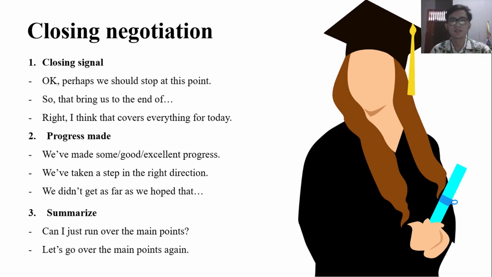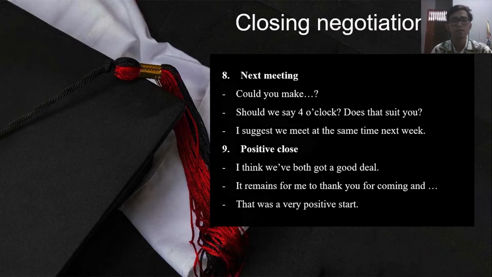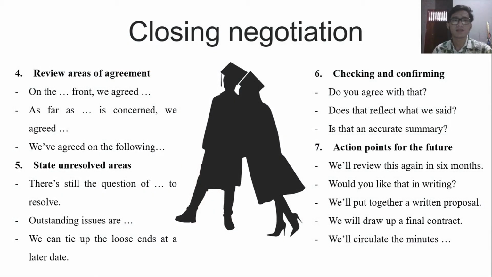your negotiation results. So the expressions are: "Can I just run over the main points?" And "Let's go over the main points again." The fourth is stating areas of agreement. So the expressions are: "On the... front, we agreed." "As far as... is concerned, we agreed..." And then, "We have agreed to the following."